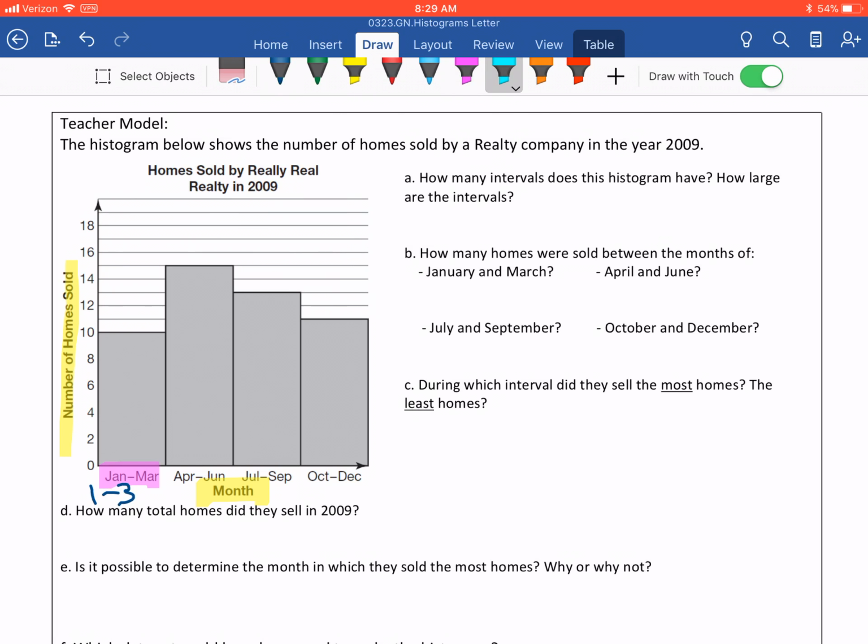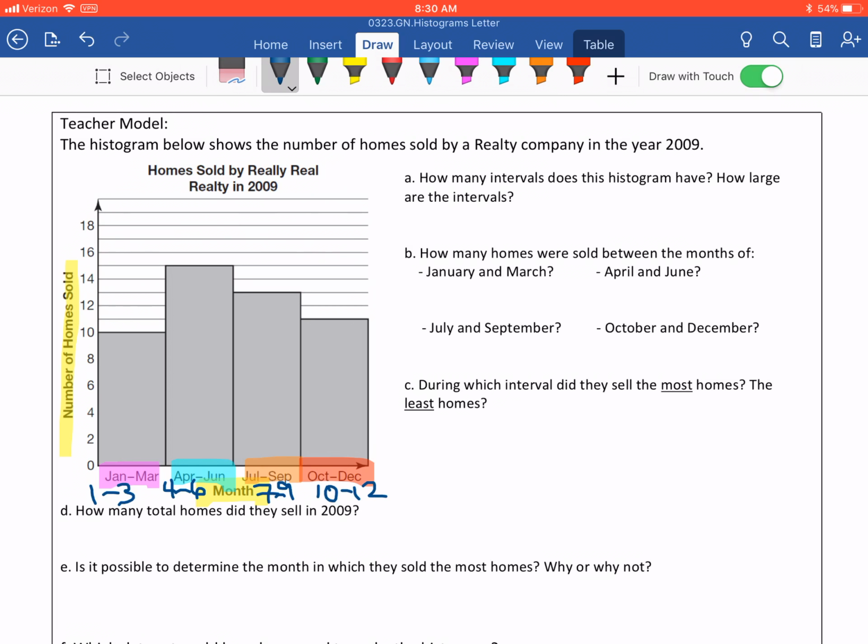Then we have April through June, which you can think of as 4 through 6. For July through September, you can think of that as 7 through 9. And for October through December, you can think of that as 10 through 12. So even though it looks like it's not using numbers, it technically is.